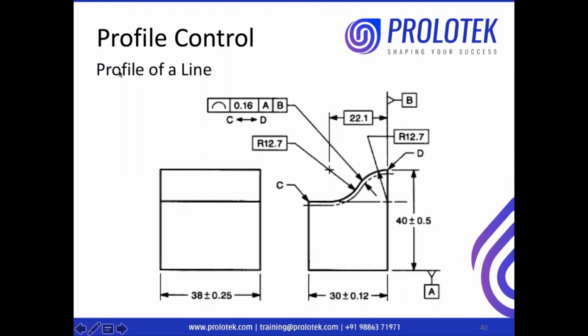So here the first one is profile of a line. Whenever we talk about profile, we should be very clear of which contour is taken as a profile control. So I can call this a planar profile. I should be very clear that I am going to control the profile of a line in this area only. For that we use this symbol called the between symbol. Between C to D, the surface must be within 0.16. So the profile shape must be controlled within 0.16.